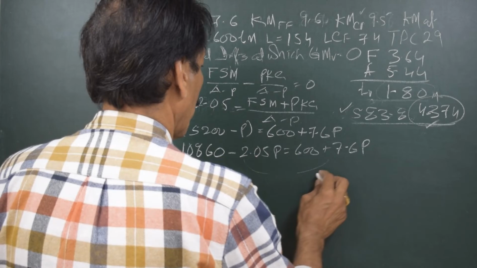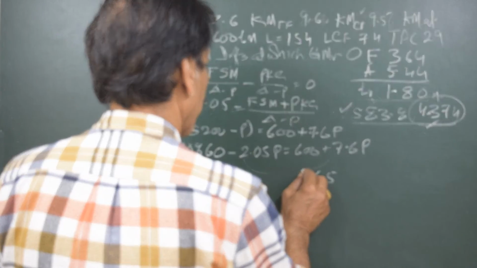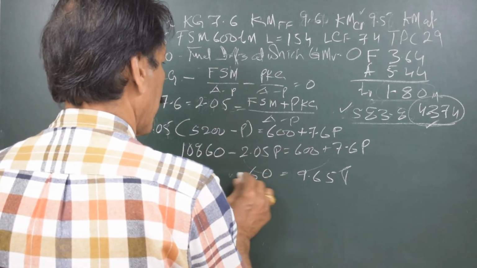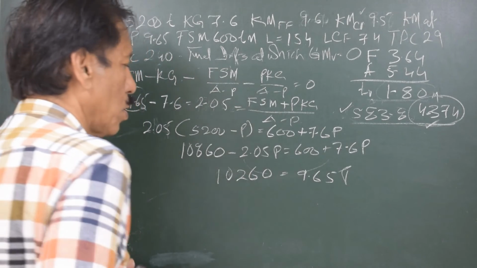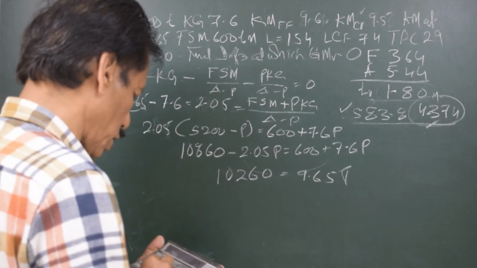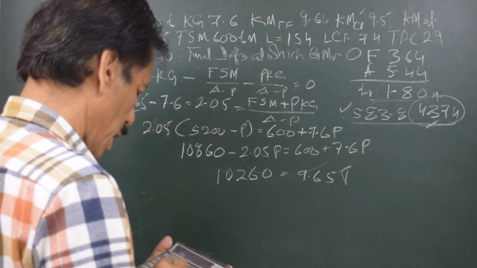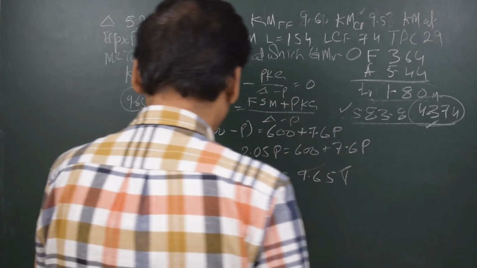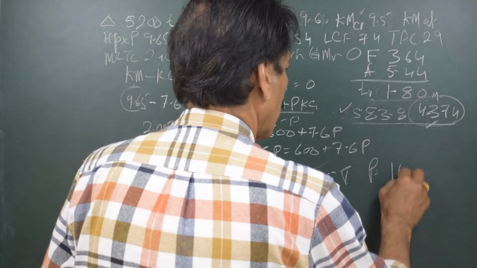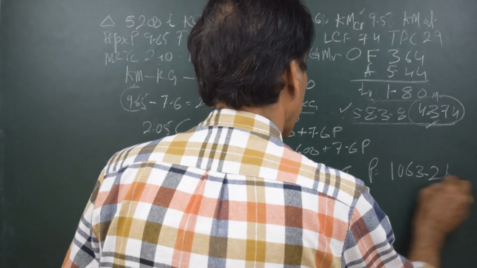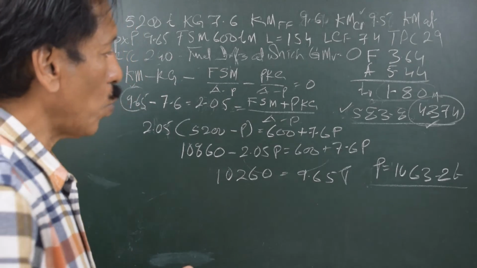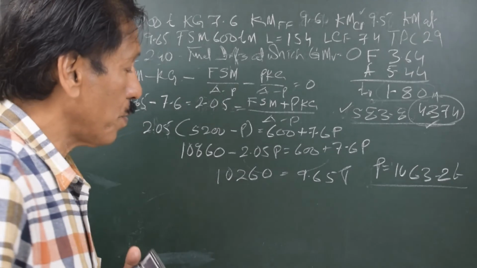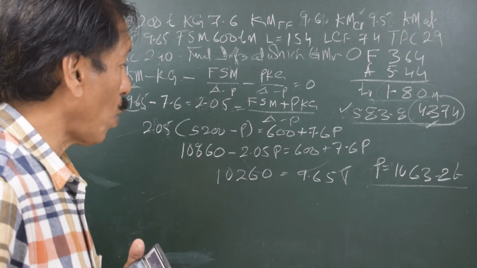This will go on this side, so it will become 9.65 P, and 600 comes on this side, it will become 10260 divided by 9.65 gives me 1063.2 tons. So when P grows to this amount, 1063.2, that is the time when the GM will become 0. So now we must find out what is the draft then.